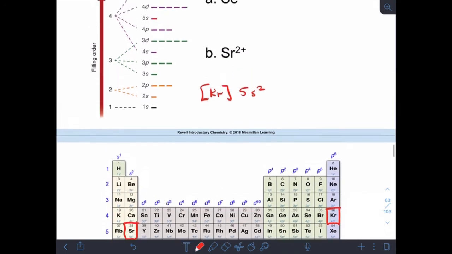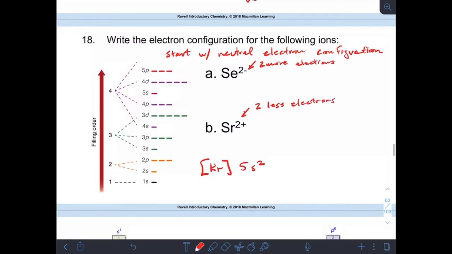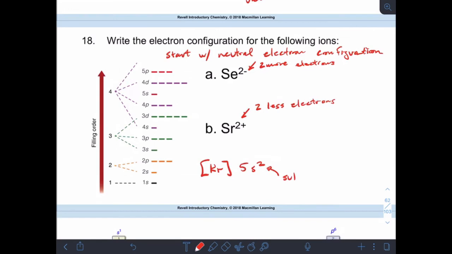Pretty short electron configuration. Now a 2+ means that I have 2 fewer electrons. Remember, electrons are negative, protons are positive, so if I have a positive charge, that means I have more protons and fewer electrons. So all I have to do is take my electron configuration and subtract 2. My strontium 2+ will just be the electron configuration of krypton.